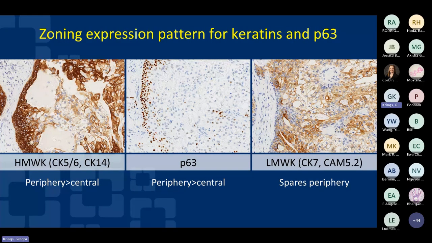This differential staining pattern can create a very characteristic zoning expression pattern that can also be seen in the breast, where high molecular weight keratins and p63 tend to be positive at the periphery of the tumor nests, where the basaloid and intermediate cells are, whereas CK7 often spares the periphery and is more positive centrally.